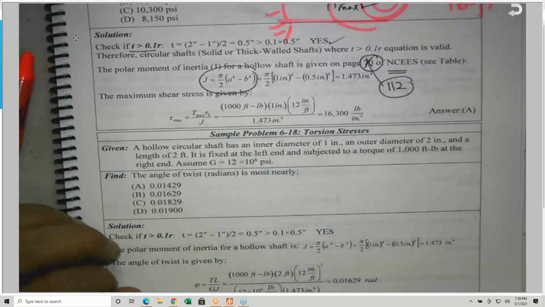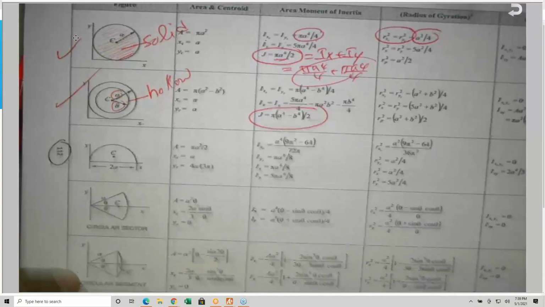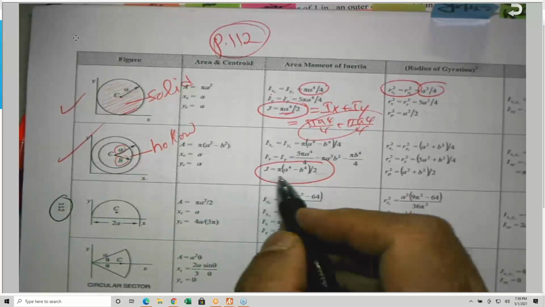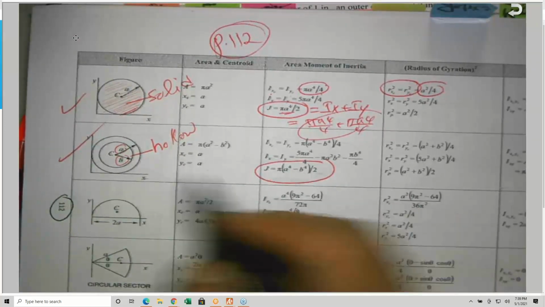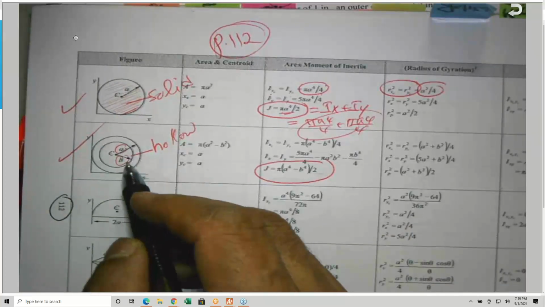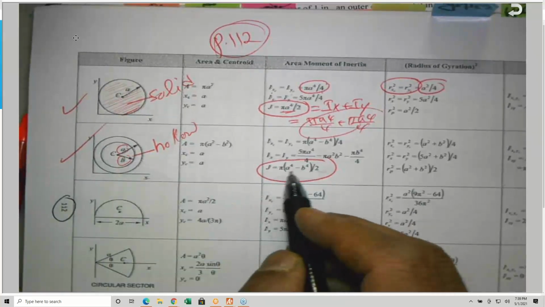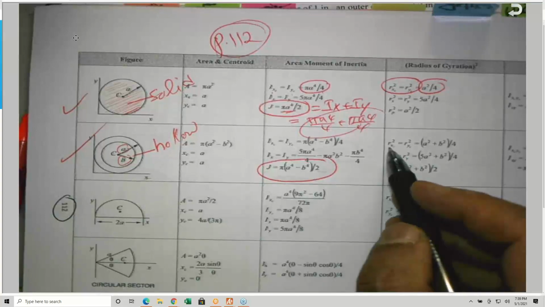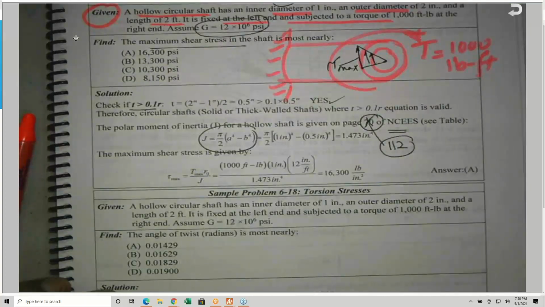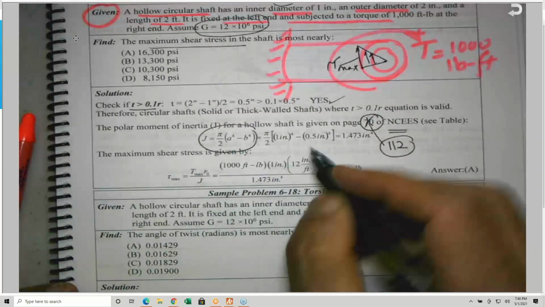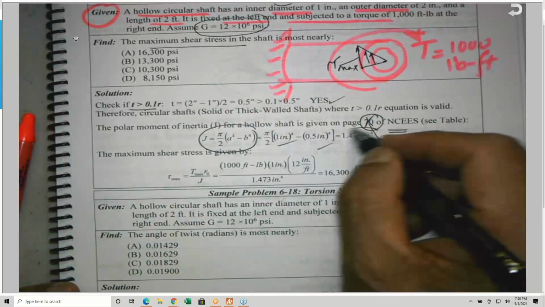So J is given by this equation. Here it is, the one I was referring to, page 112. You don't have to memorize. J is equal to pi times a to the 4th minus b to the 4th, divided by 2, where a is the outside radius and b is the inside radius. They use a and b instead of r so as not to confuse it with the radius of gyration. I plug it in and it turned out to be this.